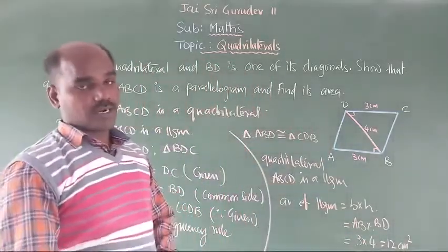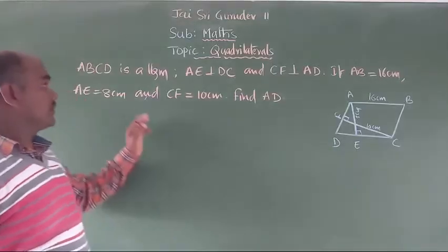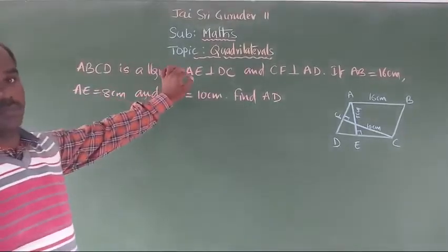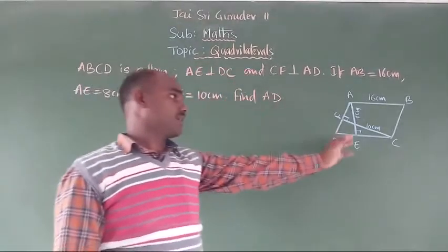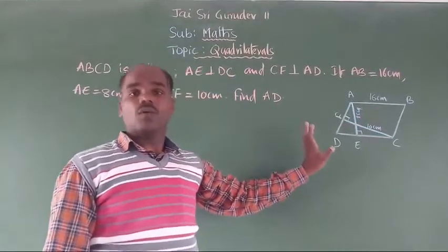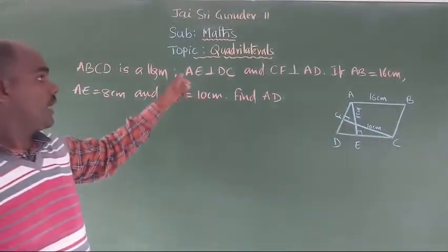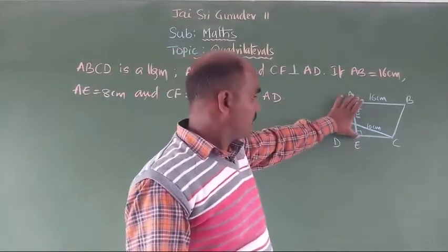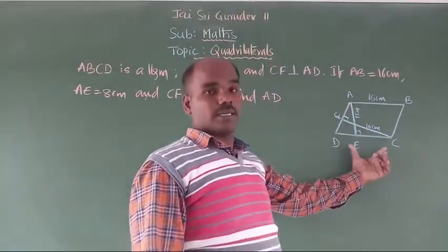Dear children, understood now? We are going to one more exercise problem, that is ABCD is a parallelogram. Okay, it is mentioned that ABCD is a parallelogram, and AE is perpendicular to DC. Okay, AE is a perpendicular to DC.